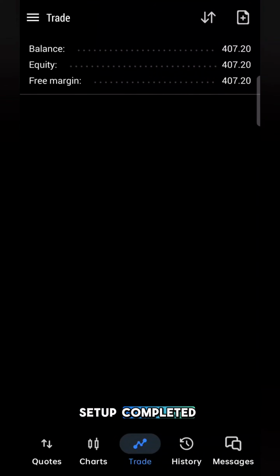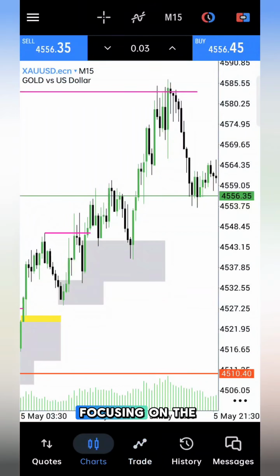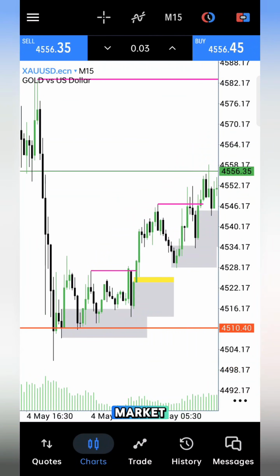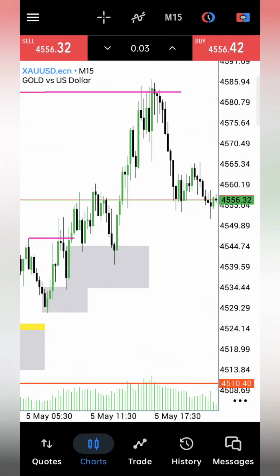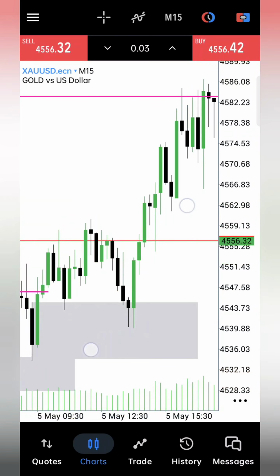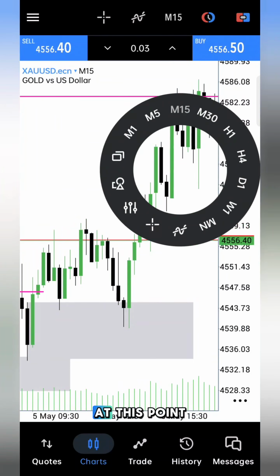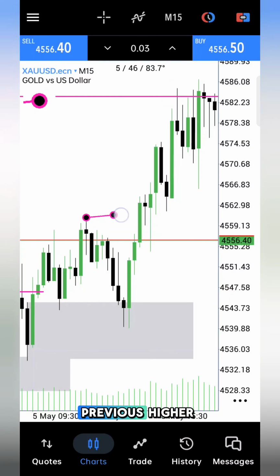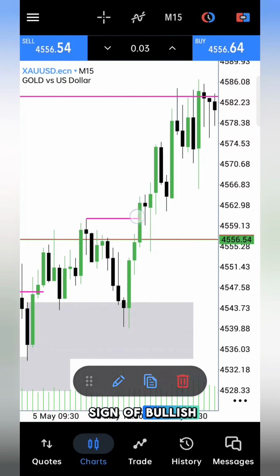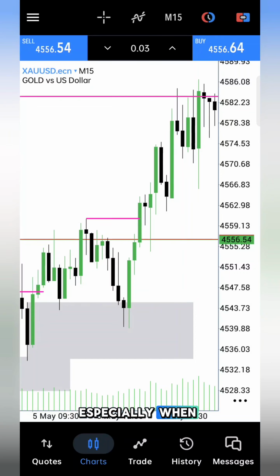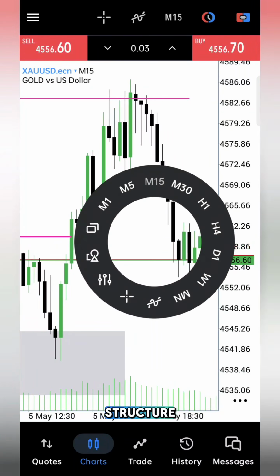With the second setup completed and profits secured, we now move forward, focusing on the next opportunity forming in the market. At this stage, price continues to show bullish strength, creating higher highs and maintaining its structure, indicating strong continuation. At this point, price has broken above the previous higher high, forming a clear break of structure. Breaking a higher high is a strong sign of bullish continuation, especially when aligned with overall market structure.